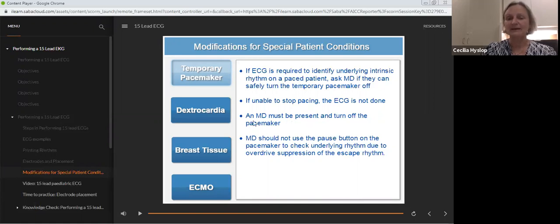So if it is to be turned off because they want to check it, then the MD is going to be the one who does that. They're present, they can turn off the pacemaker, do the 15 lead. The MD shouldn't use the pause button on the pacemaker to check the underlying rhythm. So basically what they're going to do is turn down the rate on the pacemaker to a lower rate, and then the patient's underlying rhythm can identify itself. Then we'll do the 15 lead.